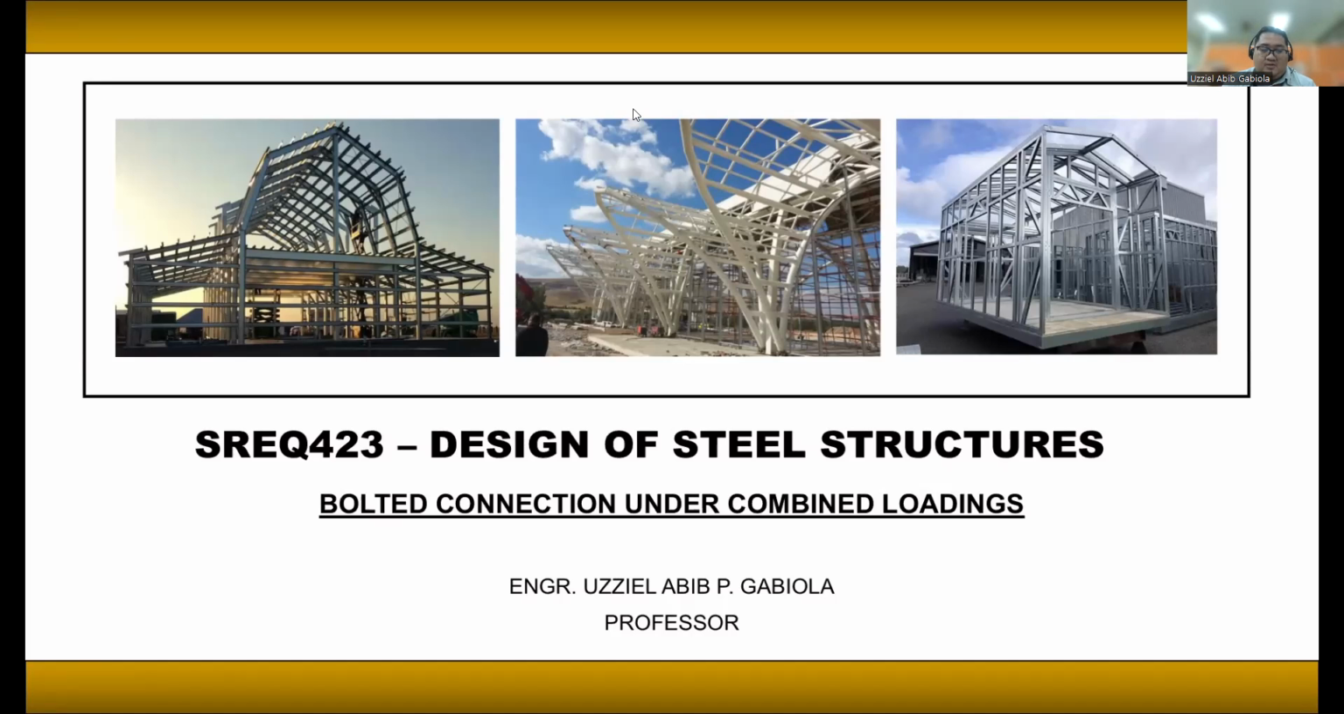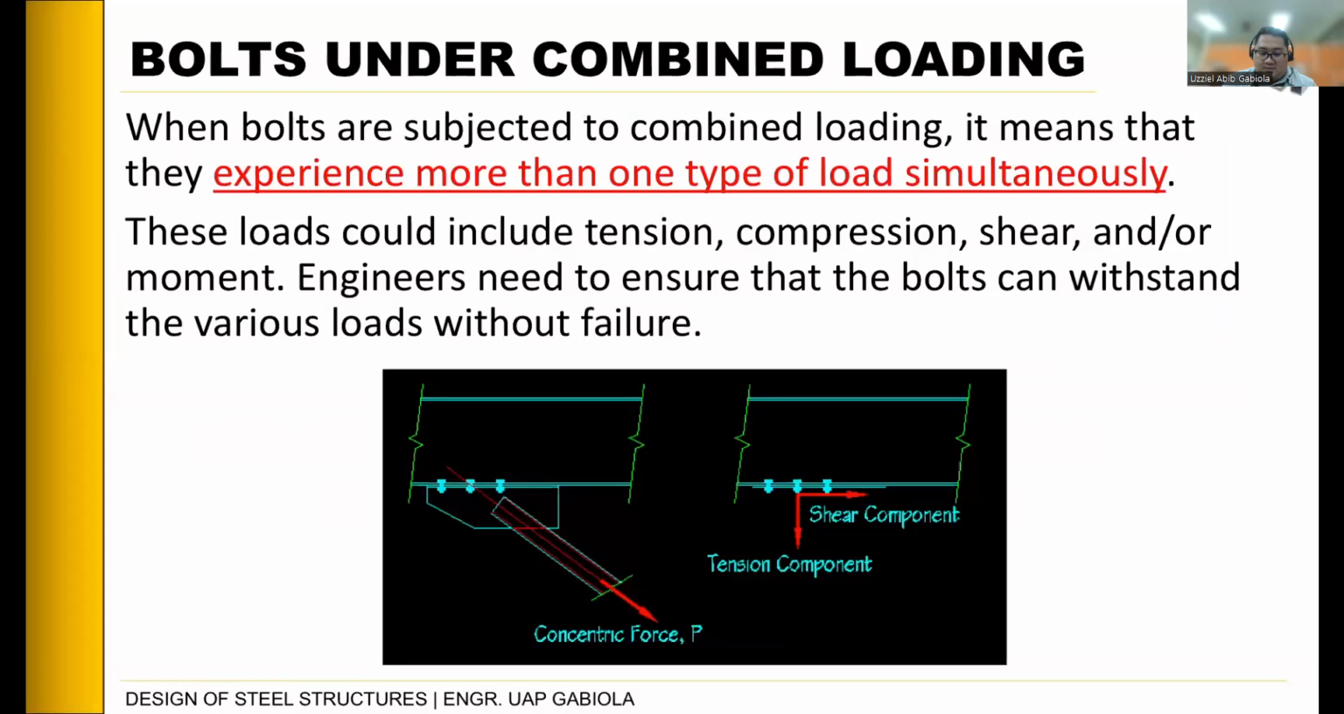Okay? And what do we mean by combined loadings? When bolts are subjected to combined loading, meaning they experience more than one type of loading, or we have more than one applied load on our connection, it means we have combined loading. These loads would include tension, compression, shear, and also moment. So far, what we have considered are bolt shear capacity and then bolt bearing, and we have not yet considered tension and moment.